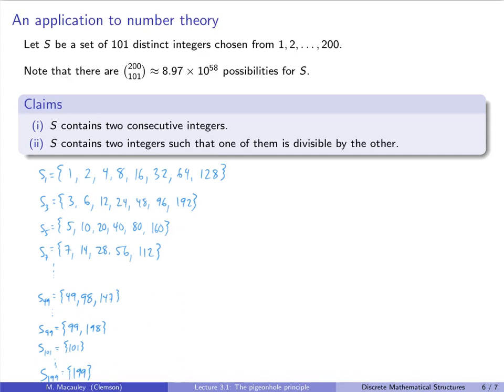Do you see where I'm going with this? If you think you might, see if you can pause it and complete it. I invite you to do that. Okay, so we are picking 101 integers from these 100 sets, these 100 pigeonholes. So one of these sets must contain at least 2 integers. In other words, at least 2 elements from S.